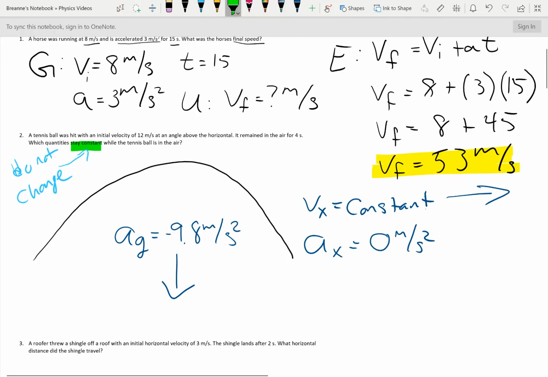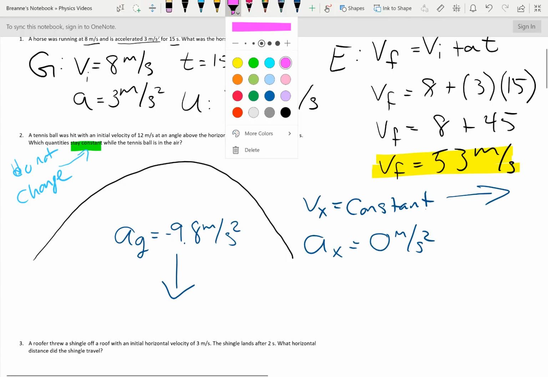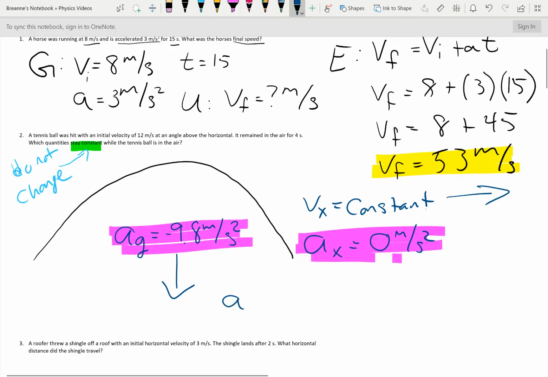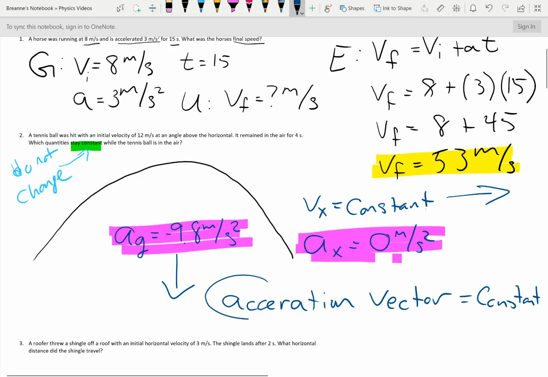Since we have both accelerations, acceleration in the y and acceleration in the x, that means the overall acceleration vector is also constant.